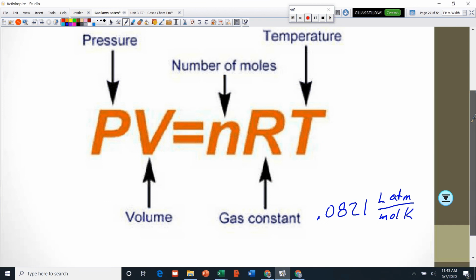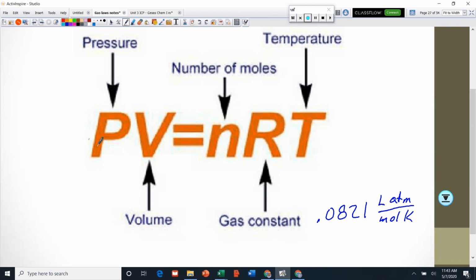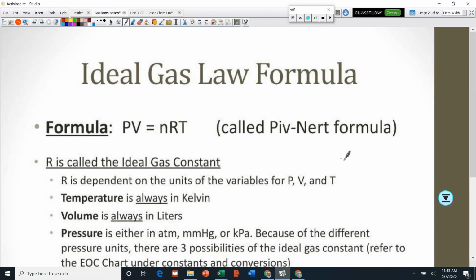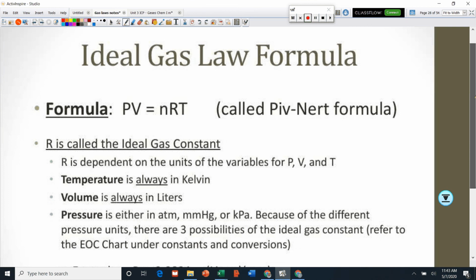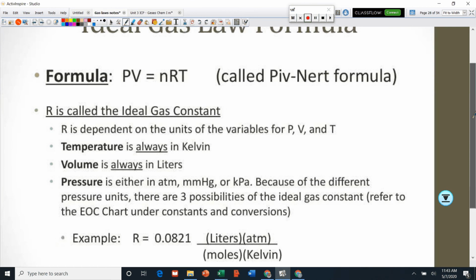So for ideal gas law, a couple of things that we need to know is volume must be in liters. Pressure must be in atmospheres. Temperature must be in Kelvin. Moles is obviously going to be in moles. All right. So sometimes you'll hear teachers refer to PV equals nRT as PIV-NERT or even the pervert formula, depending on how they want to remember it. But I tend to use PIV-NERT.